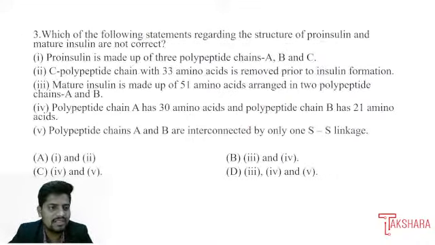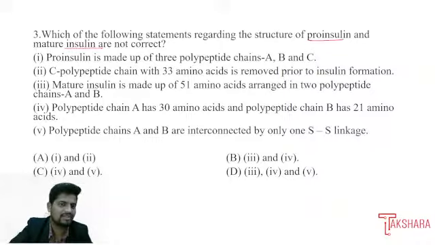The next question, number 3: Which of the following statements regarding the structure of proinsulin and mature insulin are not correct? This is a very important point. It relates to the application of production of human insulin in an artificial manner. The structure related to proinsulin is given, and you have to differentiate it from mature insulin and find out which one is not correct.